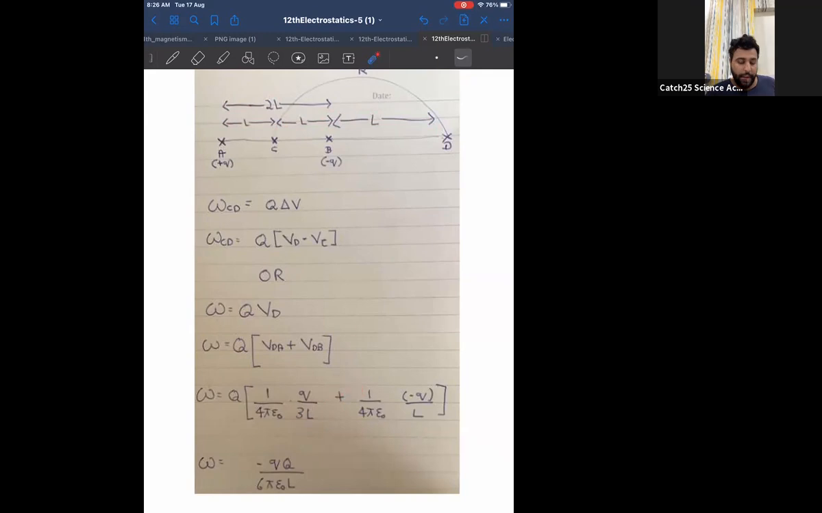Plus 1 by 4 pi epsilon naught. What is potential at point D due to point B? Now, where is point B? Here. What is the charge? Minus Q. Therefore, minus Q into what is the distance between B and D? The distance between B and D is L. Therefore, if I simplify this, I will get my final answer. That is it. There is no other complication.